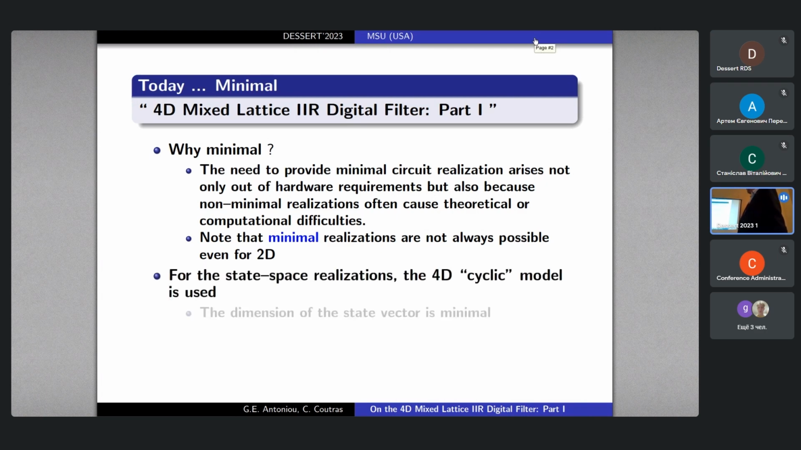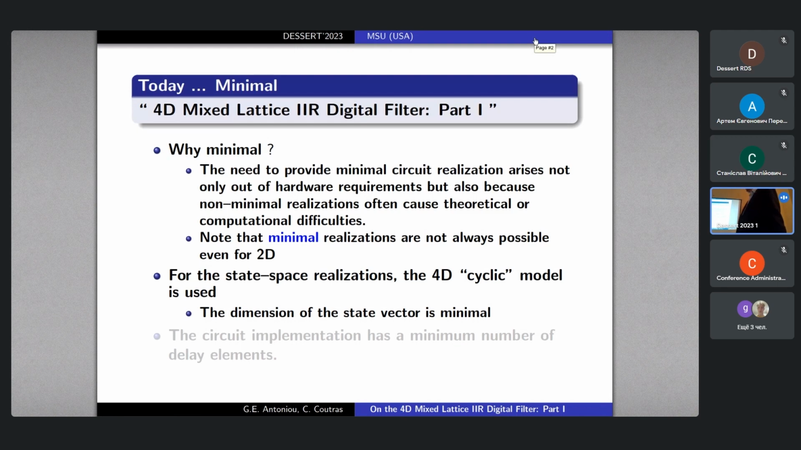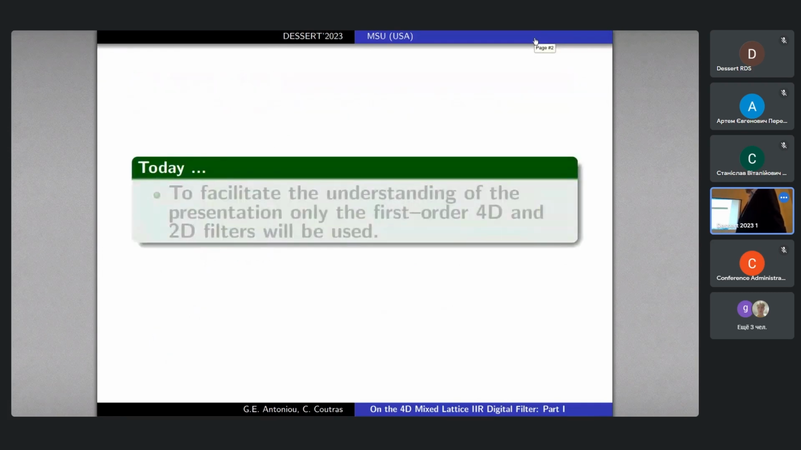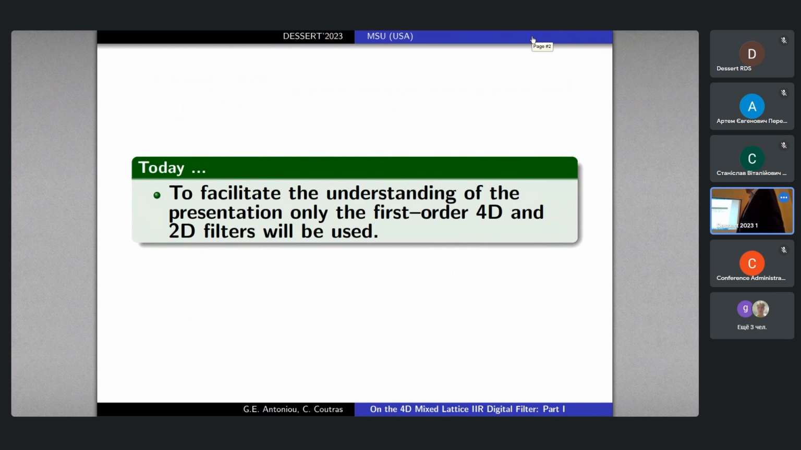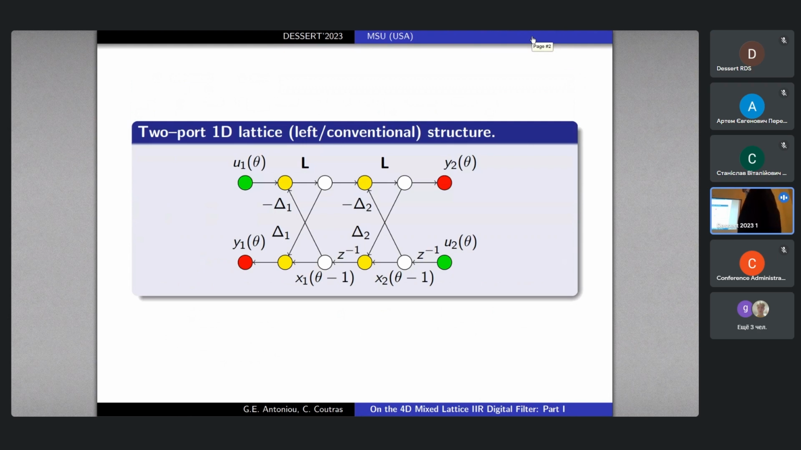So therefore, I talk about 4Ds, and always the dimension of the state vector is minimal. Also, the circuit has minimal delay elements. Okay, so therefore, I will talk about only first order 4D, which means 4 by 4, a 2D, 2 by 2. Okay, 2D port. So therefore, this is a 1D.